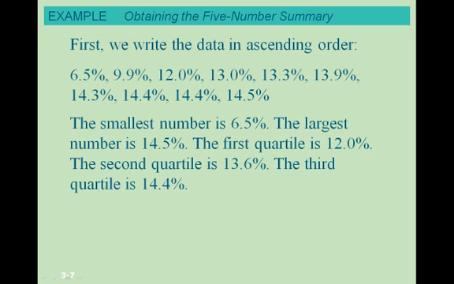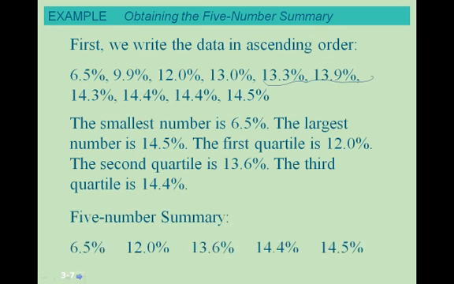Remember that that is the median, which is the middle value of the number in the 5th and 6th position. So we find the median between those two values to get the second quartile. And then the third quartile is 14.4%. And so our 5-number summary is listed here.